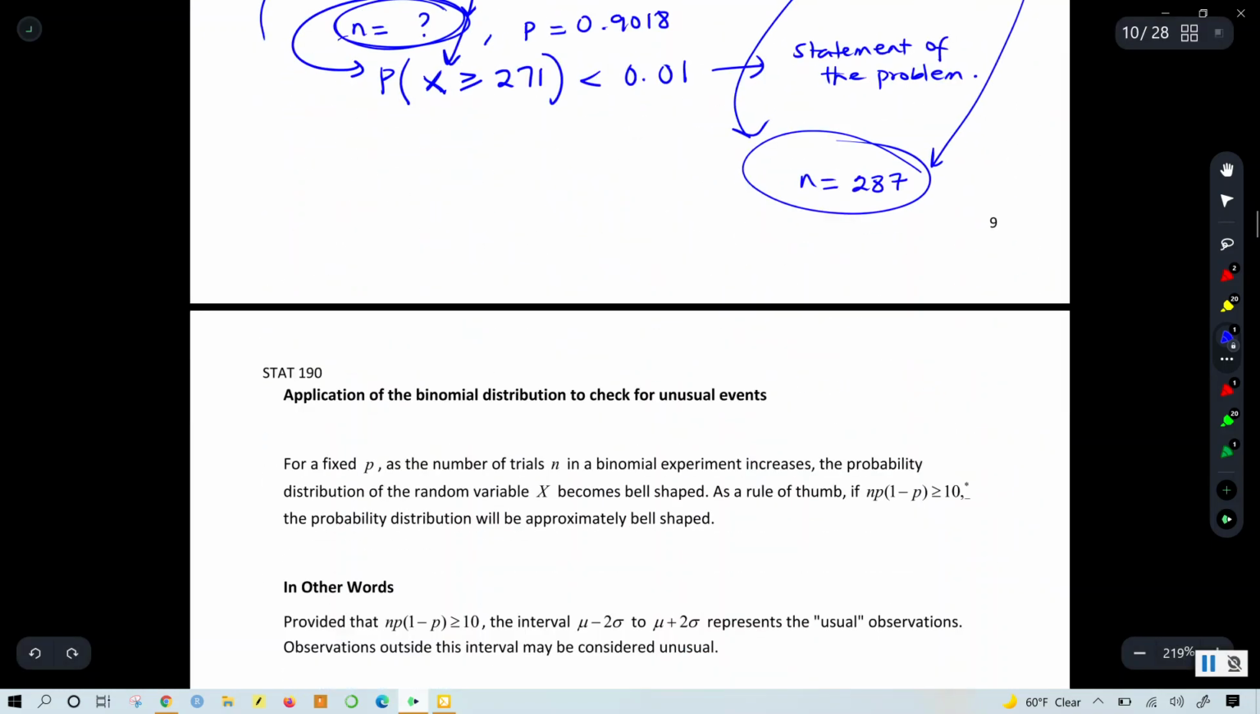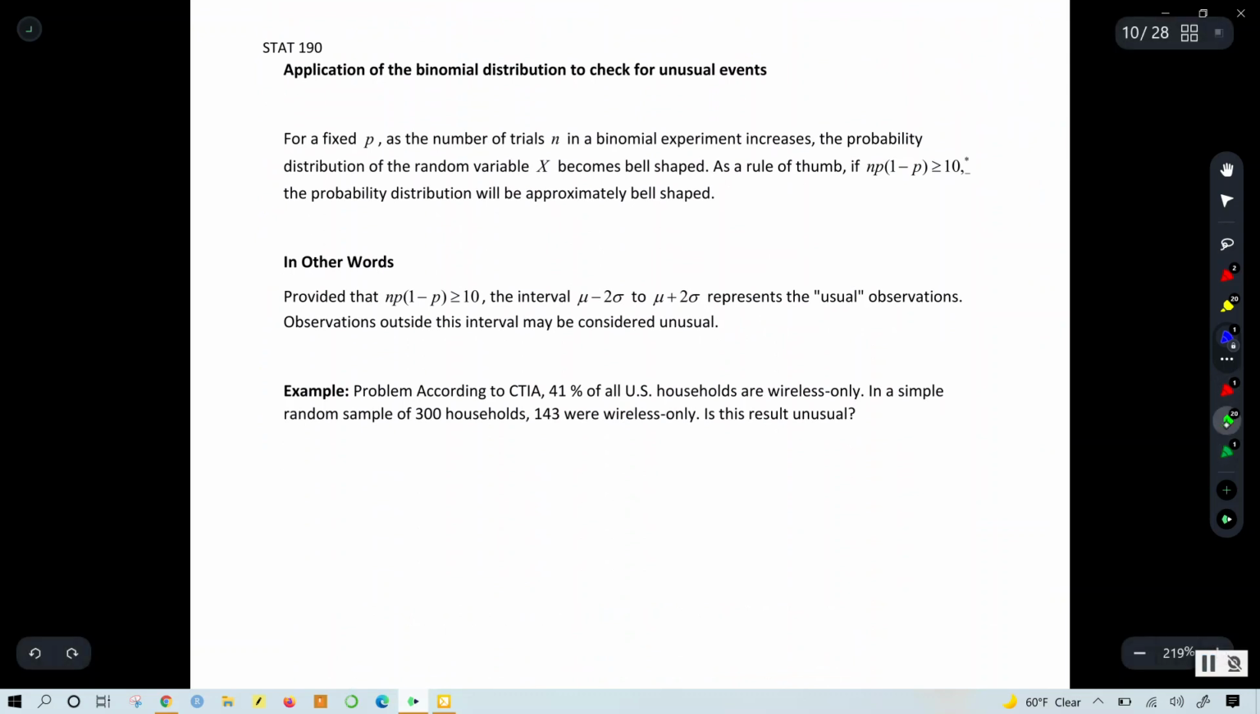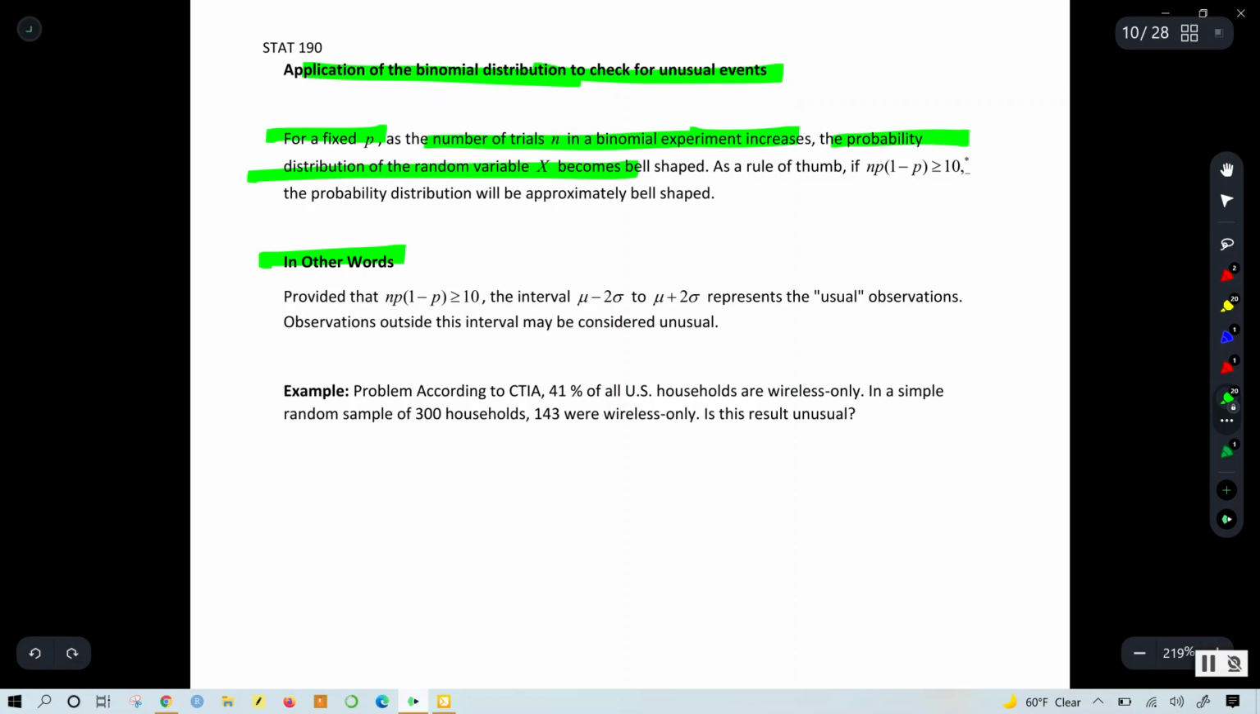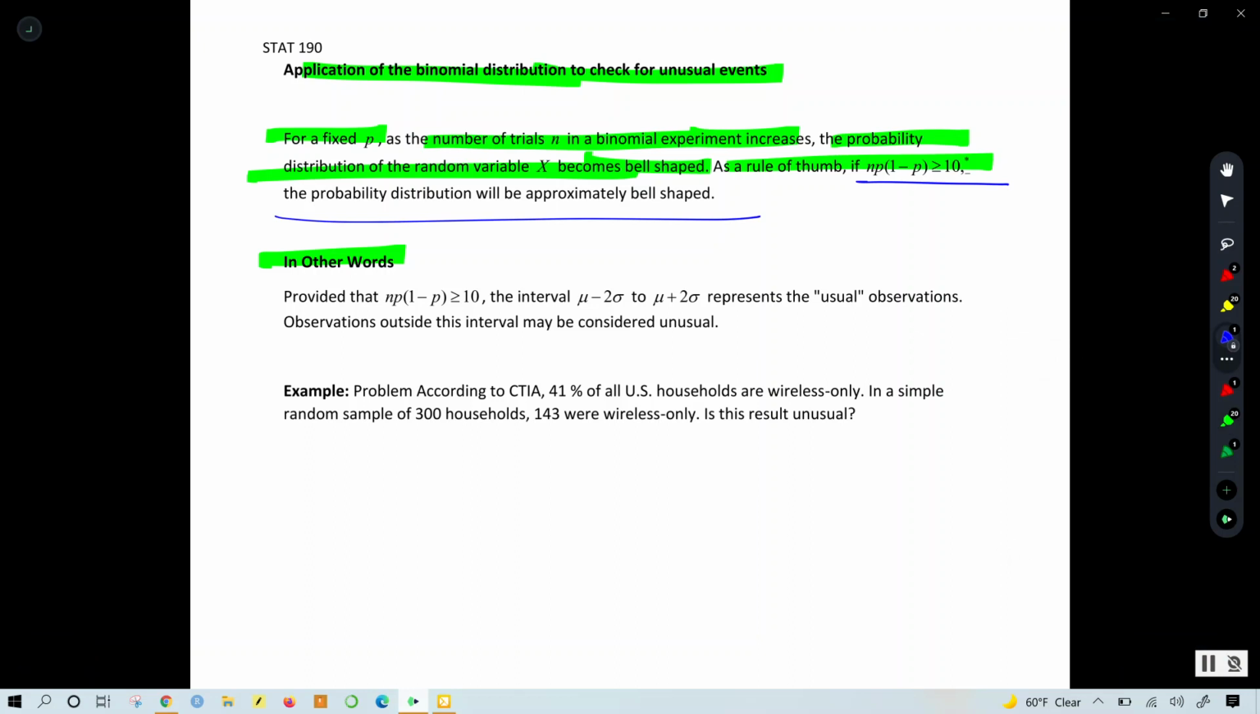With that done, we now proceed to an application of the binomial distribution to check for unusual events. We saw this earlier briefly, but we want to put it formally in words. For a fixed probability of success, as the number of trials n in a binomial experiment increases, the probability distribution of the random variable x becomes a bell-shaped distribution. The general rule of thumb is that if n times p times 1 minus p is greater than or equal to 10, the probability distribution will be approximately bell-shaped.